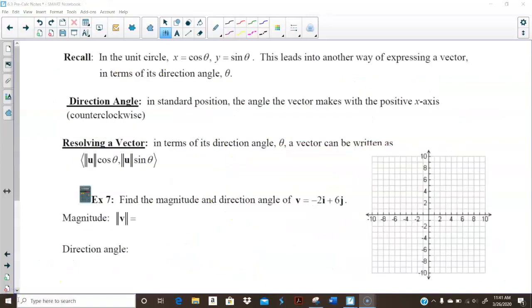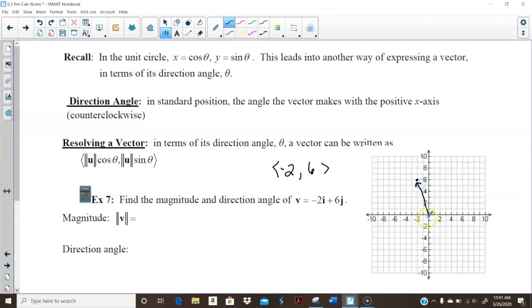In example 7, I'm going to show you a different way to express a vector. So if you look at vector v, it is negative 2i plus 6j. In component form, that's negative 2 is the horizontal and 6 is the vertical. And someone is working in my yard right now, so you might hear noise. All right, so we're going to graph it. Negative 2, up 6. So here is this vector.